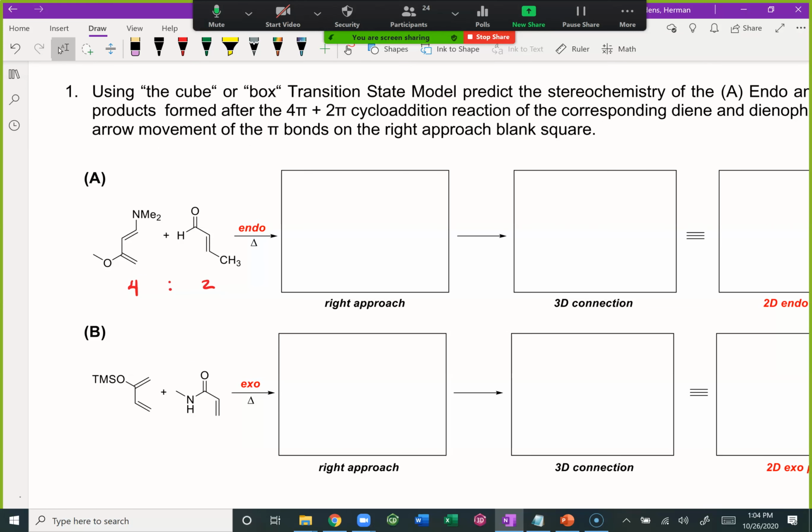The first thing that you want to do in the Diels-Alder reaction is finding the most electron-rich carbon on the diene. All right? So that's the first thing. You can take notes if you want, write that down. But that's your first task.